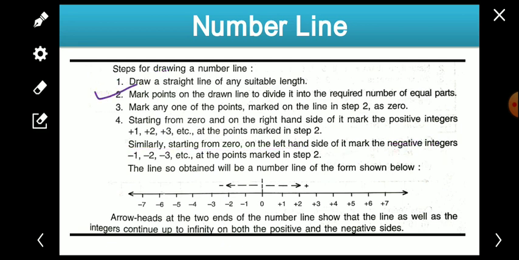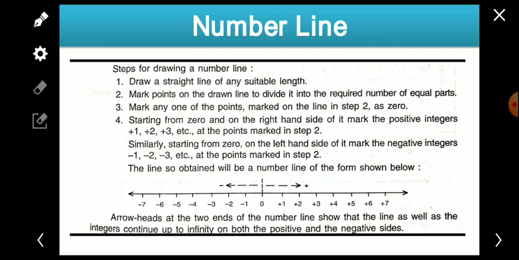The second step is to mark points on the drawn line to divide it into equal parts, and mark any one of the points on the line as 0. Simply you will follow these steps. I am just going to explain by drawing the number line.